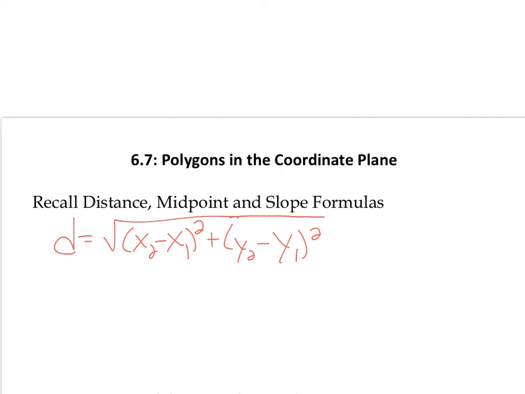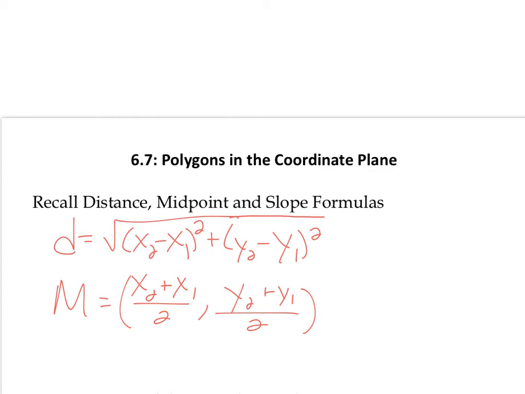Then the midpoint formula: for the midpoint, you add your x coordinates together and divide by 2, and then add your y coordinates together and divide by 2, and that's how you get the midpoint of 2 points. It's still an x comma y. And then slope is where you subtract your y coordinates over the difference of your x coordinates, rise over run. Okay, so keep those in mind. We're going to be using those quite a bit as we go forward with these examples.